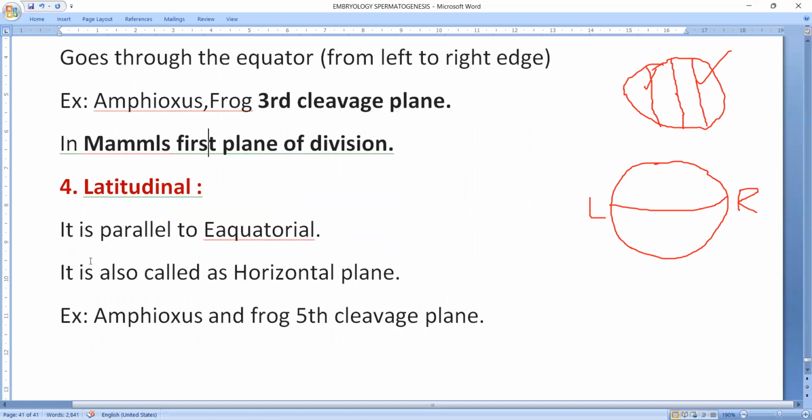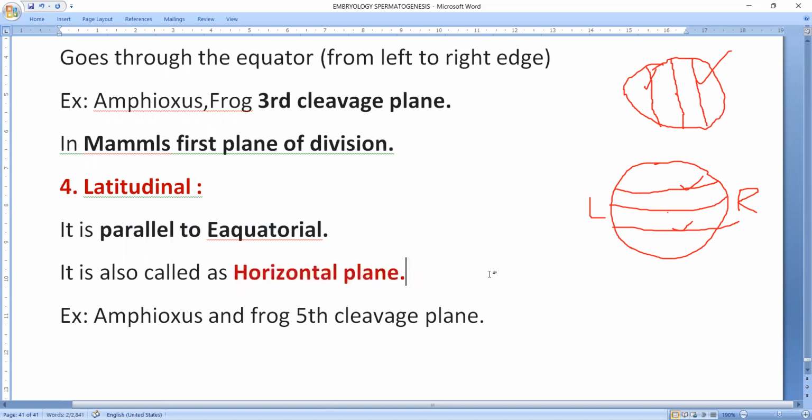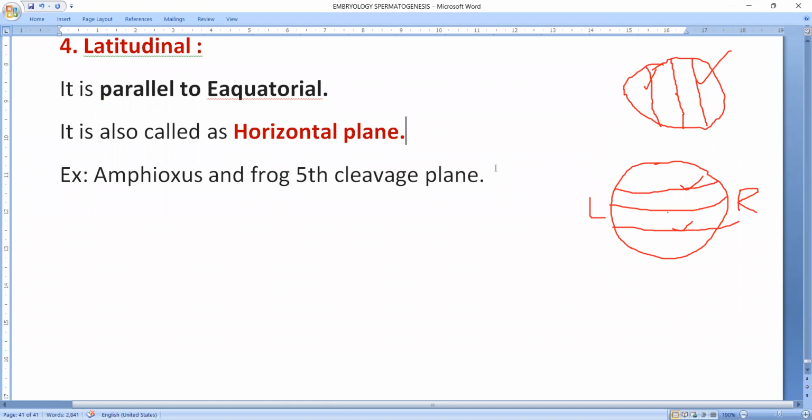Then latitudinal. So what is latitudinal? This is the equator, so one like this or another, these are latitudinal positions parallel to the equator. They extend across from left to right, but not from the equator region. Such a kind of cleavage plane is called equatorial, or parallel to equatorial, or latitudinal type of cleavage plane or cleavage furrow. It is also known as the horizontal plane. The example is Amphioxus and frog, fifth cleavage plane.